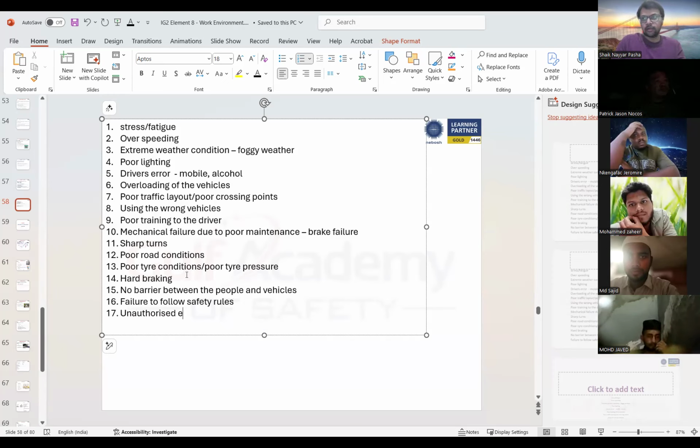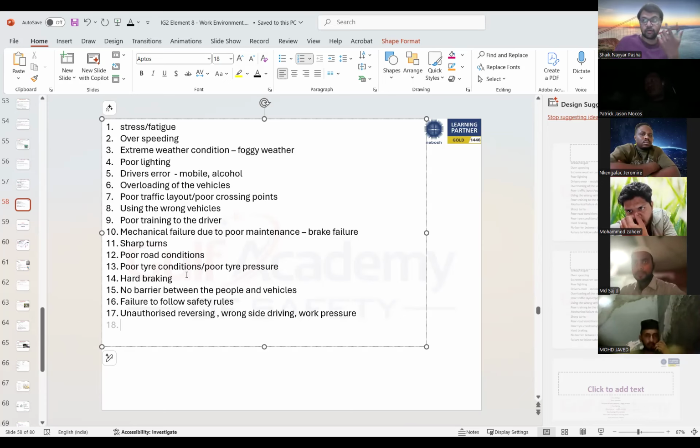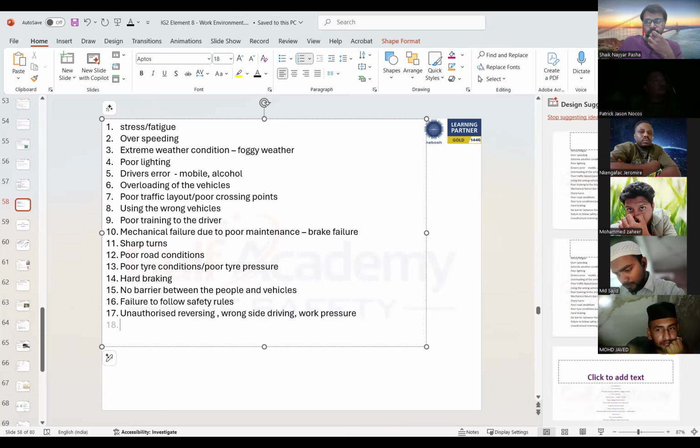Unauthorized reversing, reversing in areas where there is no authorization, or driving on the wrong side. Or negative peer pressure. Work pressures, yes, work pressures, which make the worker drive in an unsafe way, that is also a factor. And what else? Animal on road. Road conditions we can consider in that, potholes, animals. Okay, we will consider that.